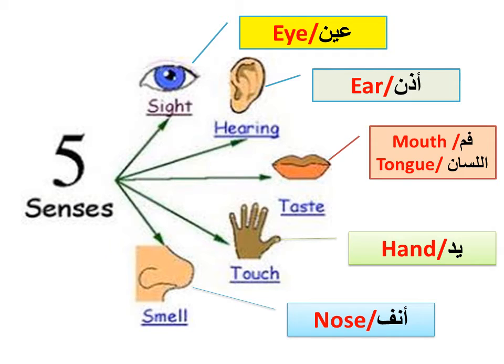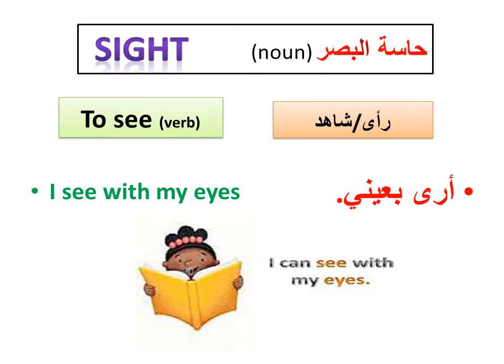Okay. الحاسة الرابعة touch. لمس. المسؤول عن هذه الحاسة هو اليد. hand. الحاسة الخامسة smell. حاسة الشم. والمسؤول عليها هو the nose. nose يعني الأنف. Okay, so as I said before, كما قلت سابقا, we have the first one, sight.